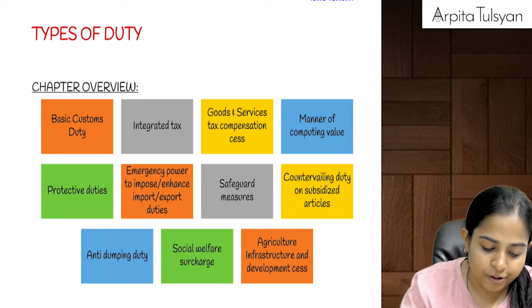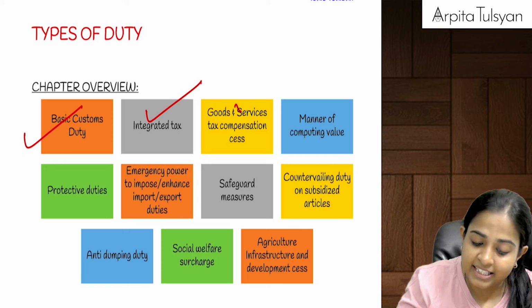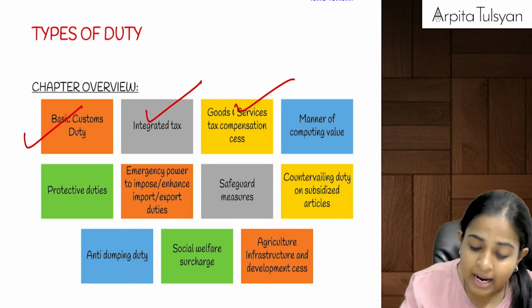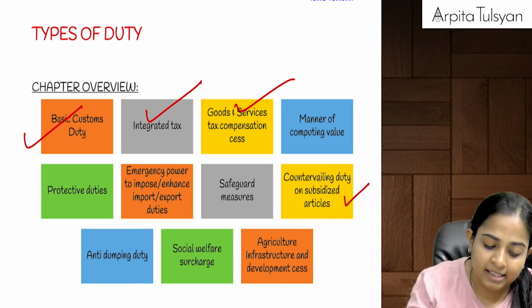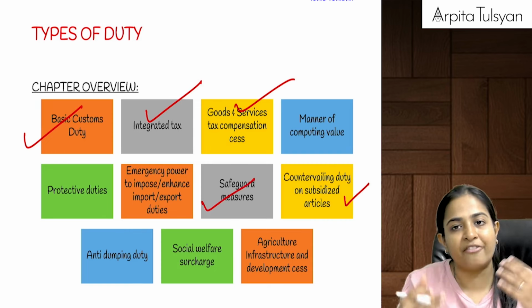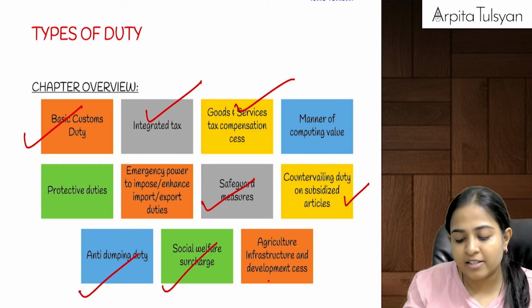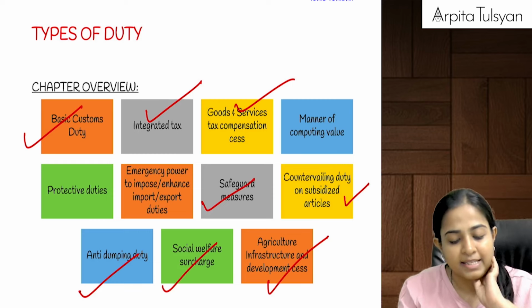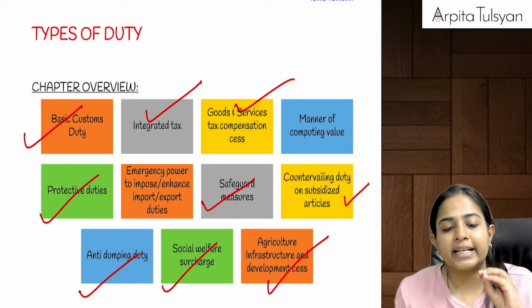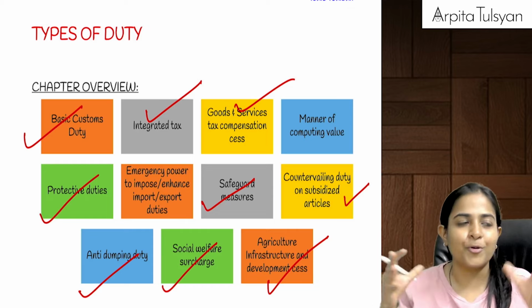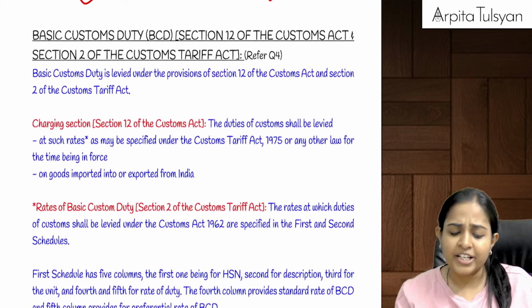So first one is your basic custom duty. Next one is your IGST, GST compensation cess. This we have been discussing. Then there will be something called countervailing duty on subsidized article, safeguard measures including safeguard duty, anti-dumping duty, social welfare surcharge, agriculture infrastructure and development cess, protective duties, and so on and so forth. These are the types of duties. We have just seen an overview. These are the types of duties which can be levied. Starting with the first one.